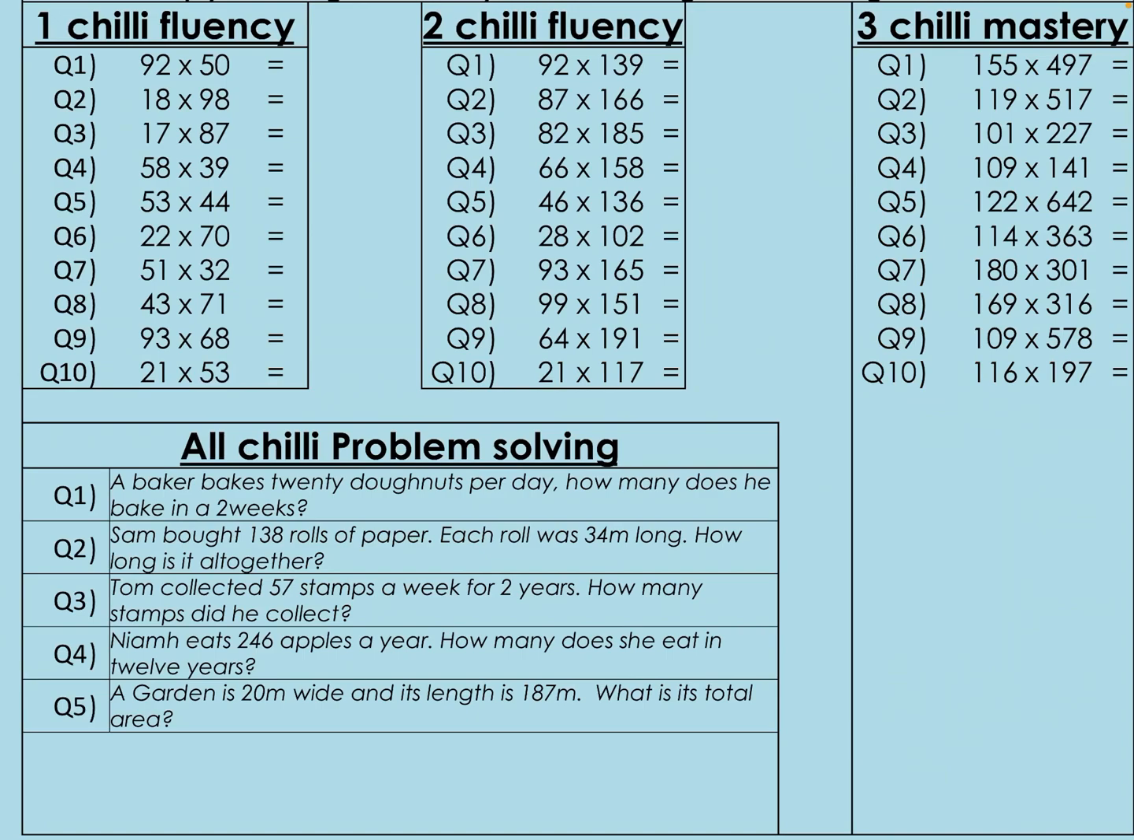If you're really confident with this, try the 3 chili mastery. So that is 3 digits by 3 digits. And as I say, it's just doing extra steps. If you understand the 1 chili, the mathematics behind 3 chili is no different. It's just a few more steps. And now, once you've had a go, if you're testing the waters, if you get 5 correct, I would say move on.